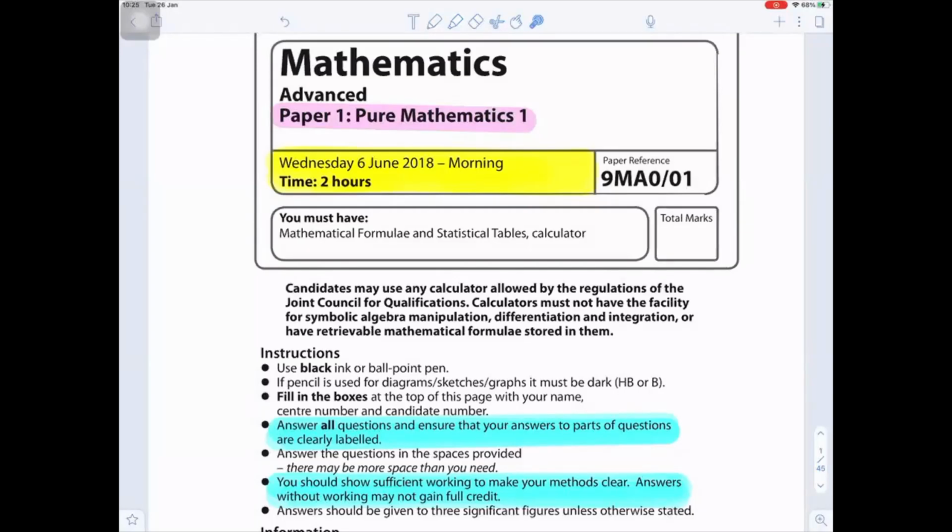Mathematics, Pearson Mathematics Paper 1, Wednesday, 6 June 2018. Answer all questions and ensure that your answers to parts of questions are clearly labeled. You should show sufficient working to make your methods clear. Answers without working may not gain full credit.